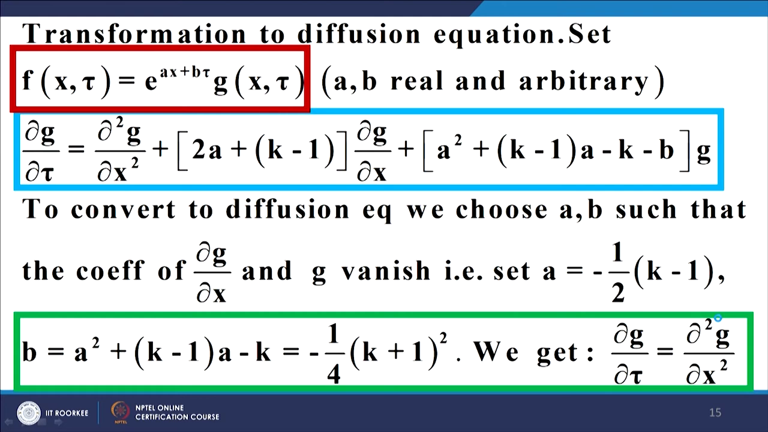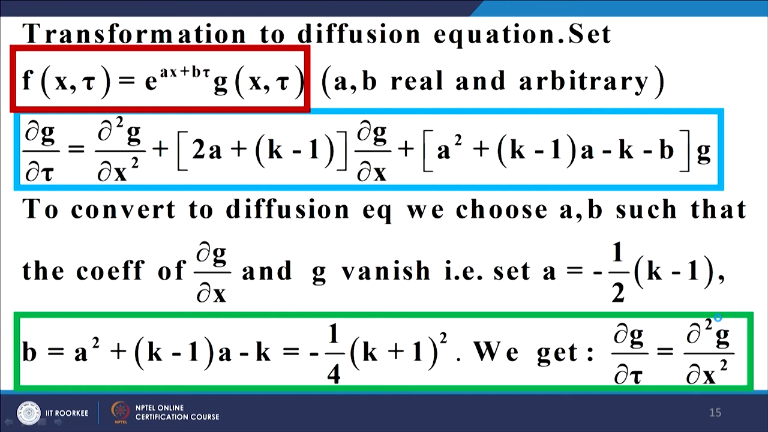Clearly, in order that the coefficient of dg upon dx and the coefficient of g both vanish, we require that a is equal to minus 1 by 2 (k minus 1) and b is equal to minus 1 by 4 (k plus 1) whole squared. The derivation is given here, and we need to write a equal to minus 1 by 2 (k minus 1) and b equal to minus 1 by 4 (k plus 1) squared in this equation in the red box.